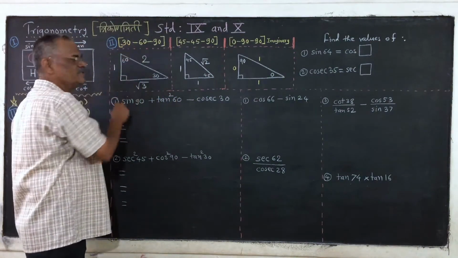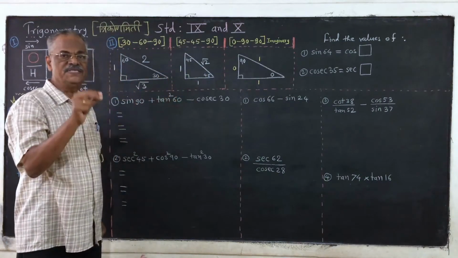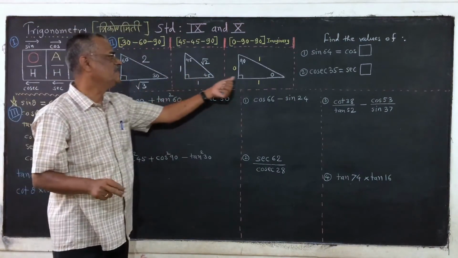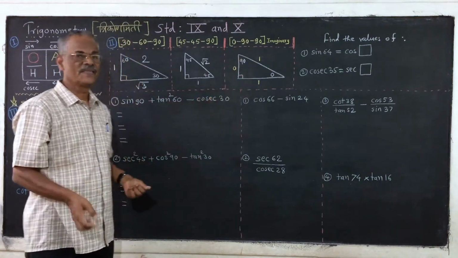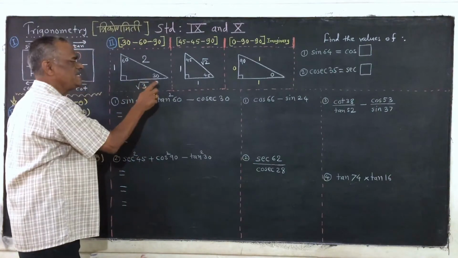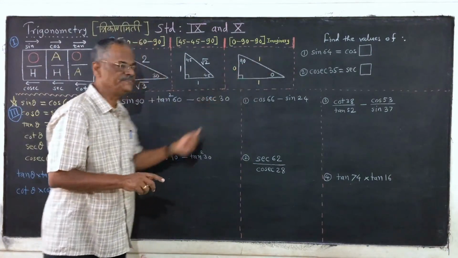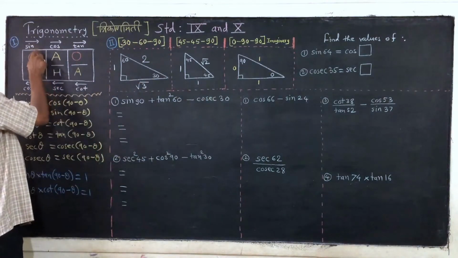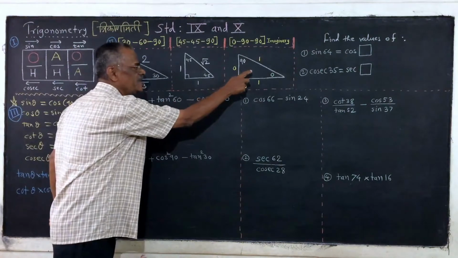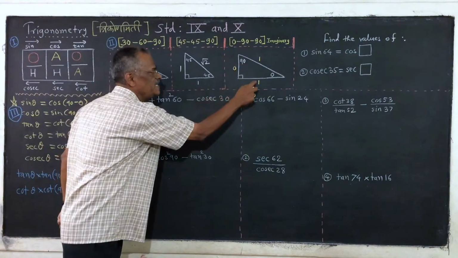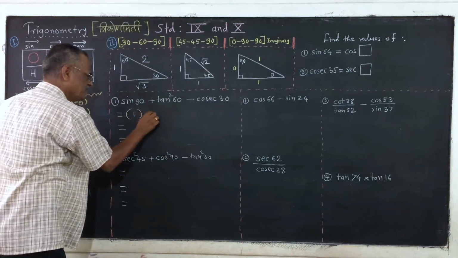त्रिकोण 30, 60 नंबरचा त्रिकोण, 45, 45, 90 ट्रायंगल, 45, 45 नंबरचा त्रिकोण आणि हा इमॅजिनरी ट्रायंगल 0, 90, 90. By using that sin 90, you know that sin is opposite upon hypotenuse. So with the help of this diagram, we know that sin of 90 is equal to 1 upon 1, that is 1. We can substitute here 1.